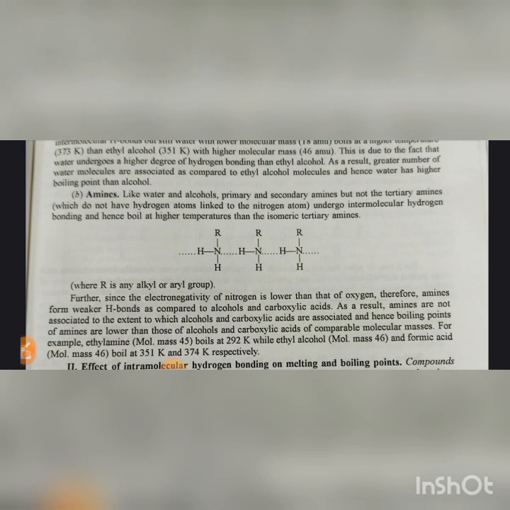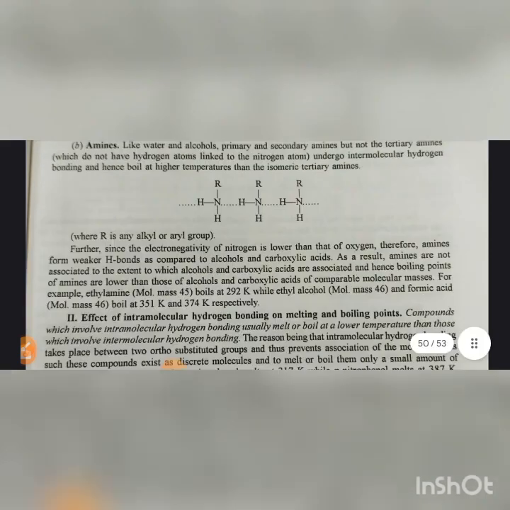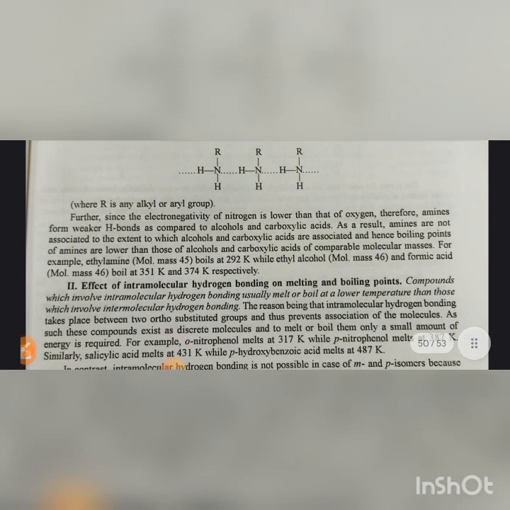Like water and alcohols, primary and secondary amines, but not the tertiary amines, undergo intermolecular hydrogen bonding and hence boil at a higher temperature than the isomeric tertiary amines. Further, since the electronegativity of nitrogen is lower than that of oxygen, amines form weaker hydrogen bonds as compared to alcohols and carboxylic acids.